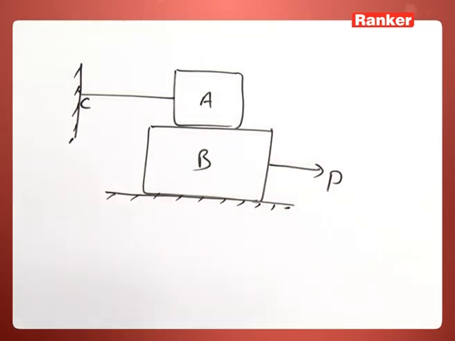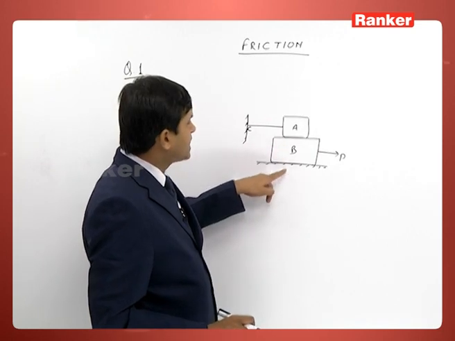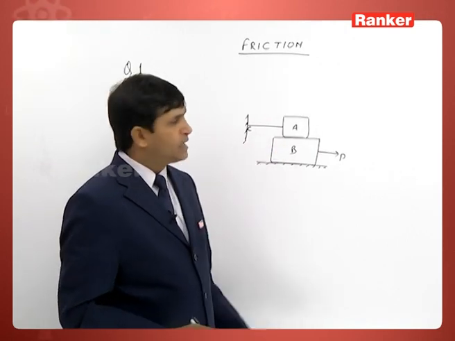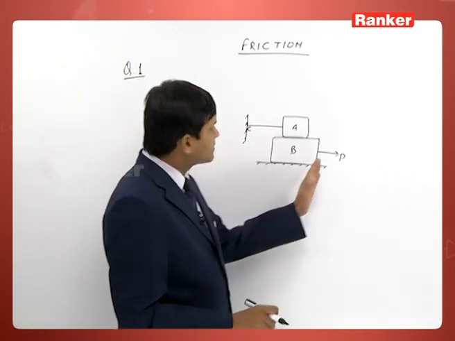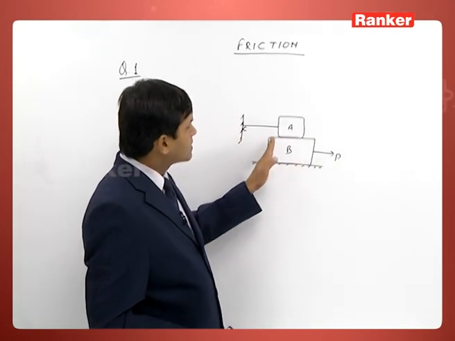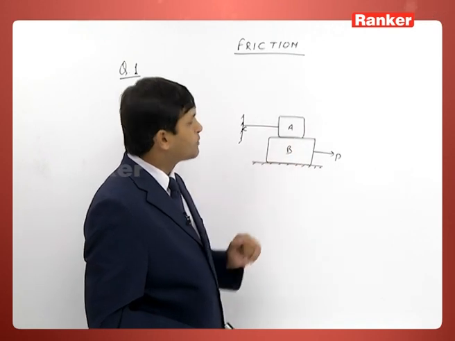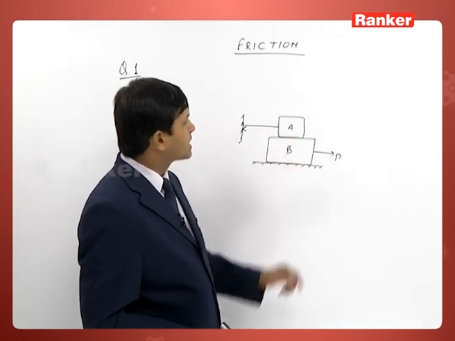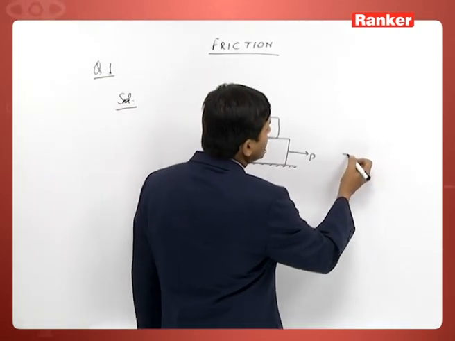So see, between A and B friction is also given. Between B and ground the friction is also given. It means at both points friction is given. So if block B has to move, the force has to be such that it can oppose, or just balance, the minimum friction force. So let's make the FBD of block B.